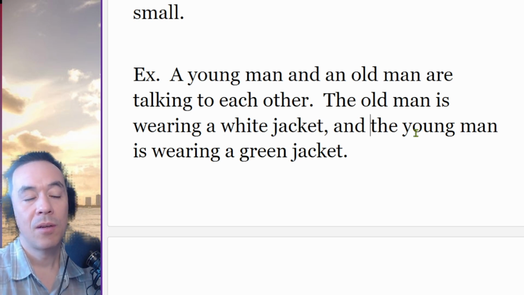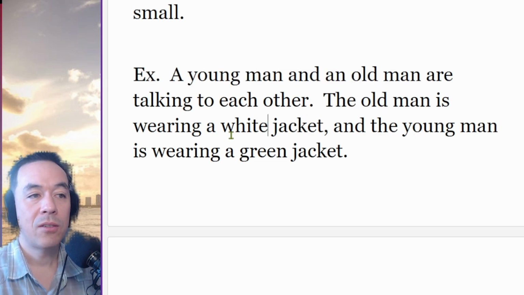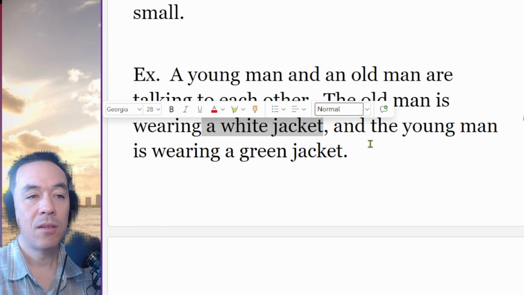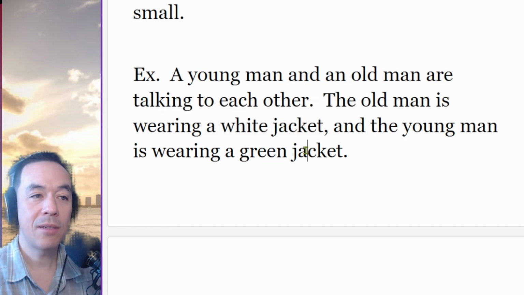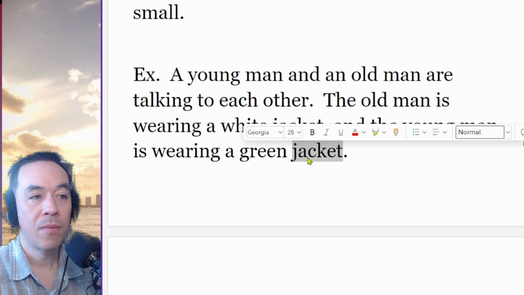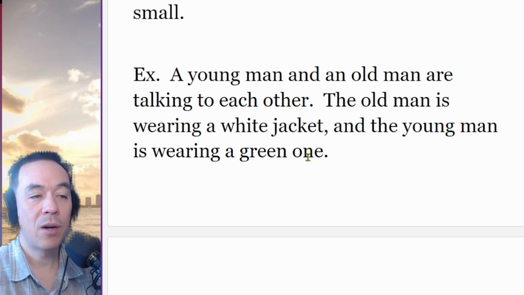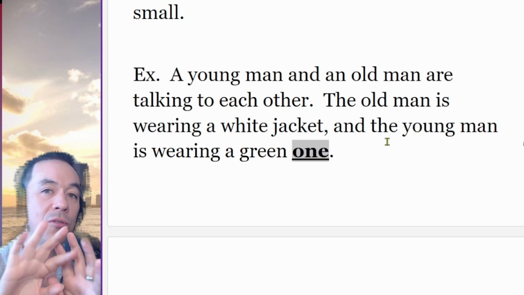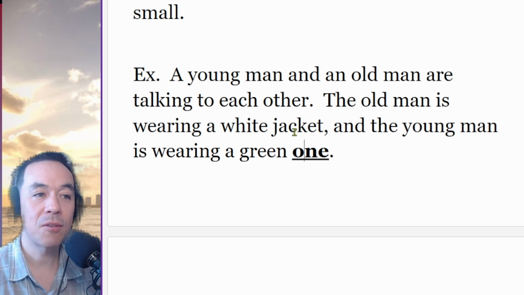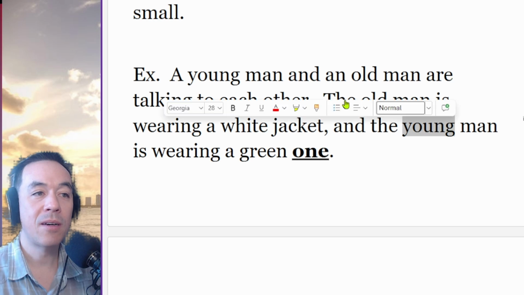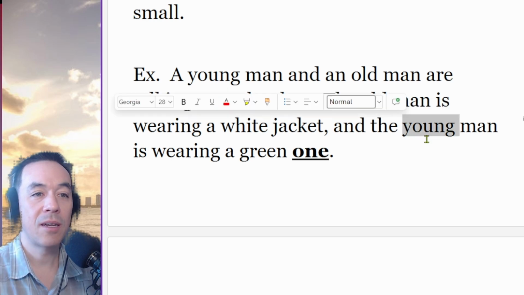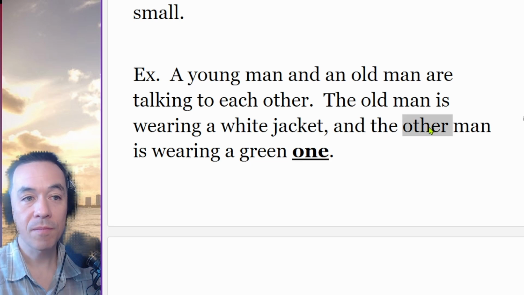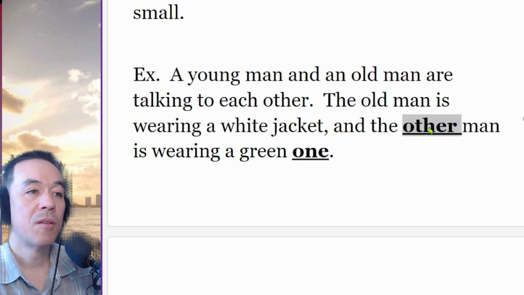How about I might keep old man is wearing a white jacket. So that's the first thing. Young man, and the young man is wearing a green. I might just say this, I would just say green one. I don't want to use one for two different words, man. So just use it for jacket. And then maybe young we can cut. We'll say other, I guess. Okay. One is wearing a white jacket, the other man is wearing a green one.